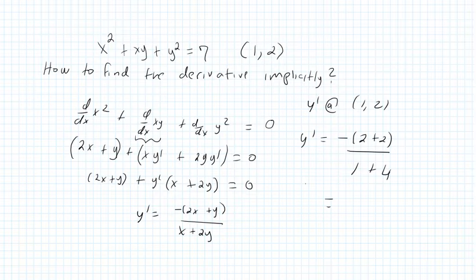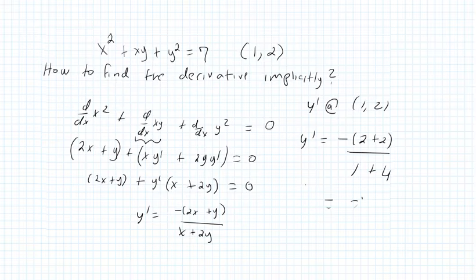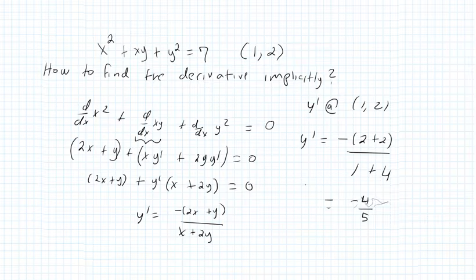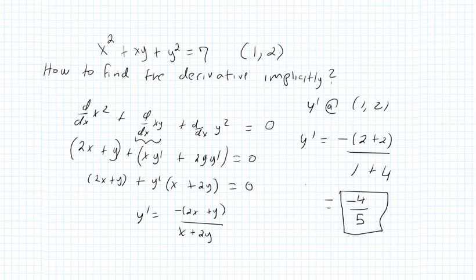And that's equal to negative 4 over 5. Let's write it clearly. It will be negative 4 over 5. And that's our final answer.